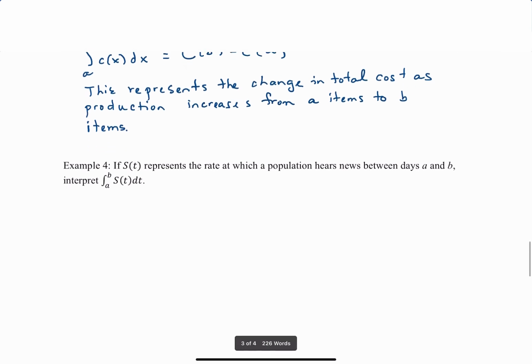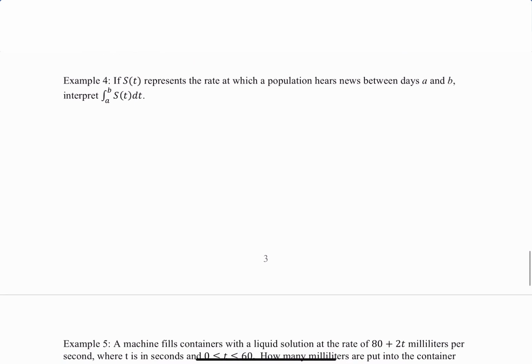Let's look at a similar example. If capital S of t represents the rate at which a population hears news between days A and B, interpret the definite integral from a to b of S of t dt. So the function in the integrand represents a rate. And in this problem, they're using a capital letter to represent a rate, which can happen. It's a little confusing, so you have to read carefully what the description of the function is. And it's key to notice that word rate.